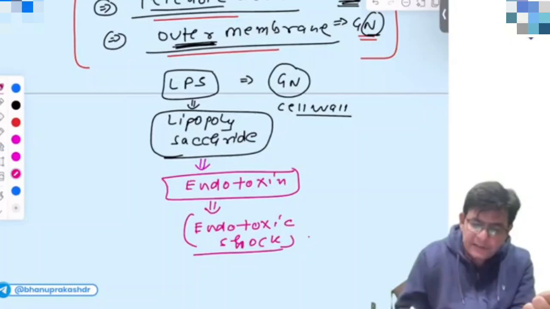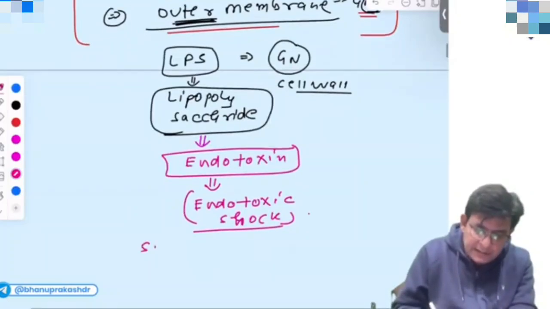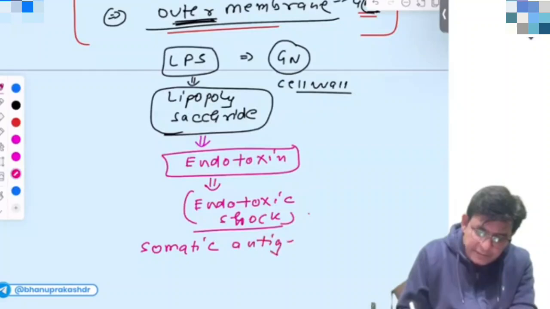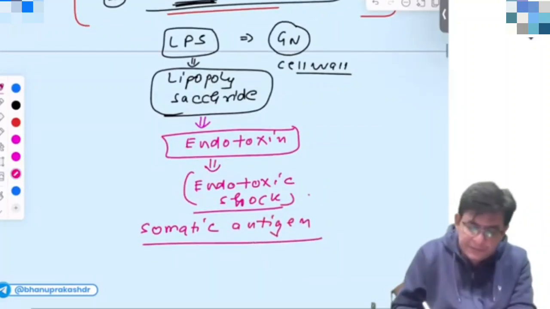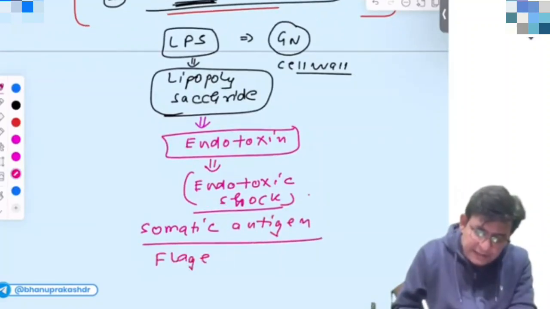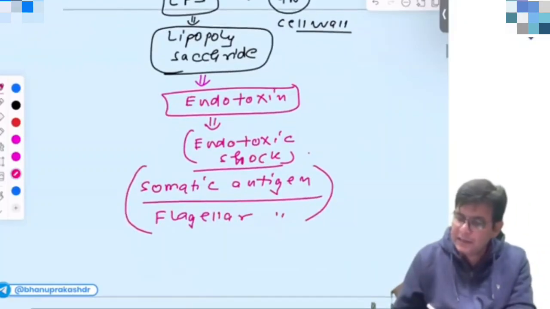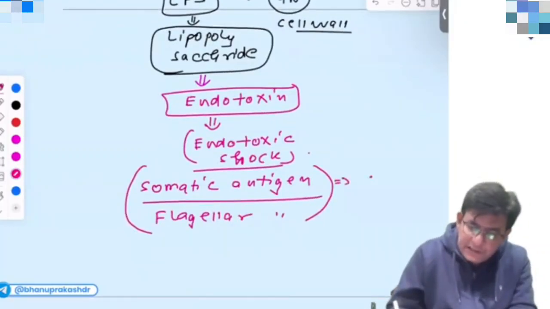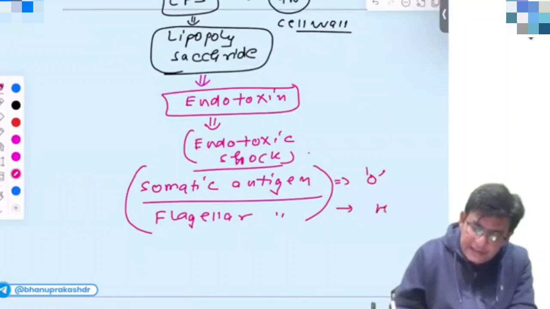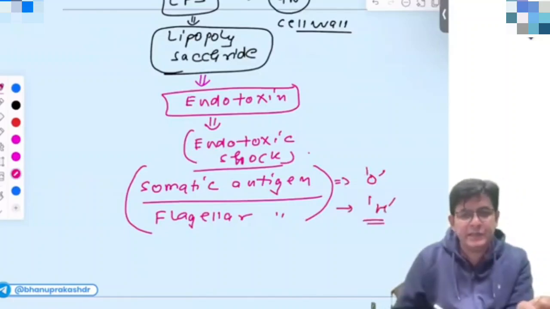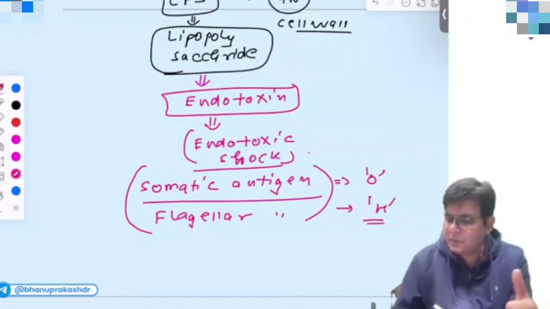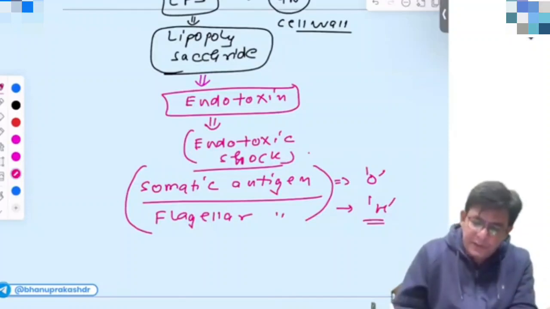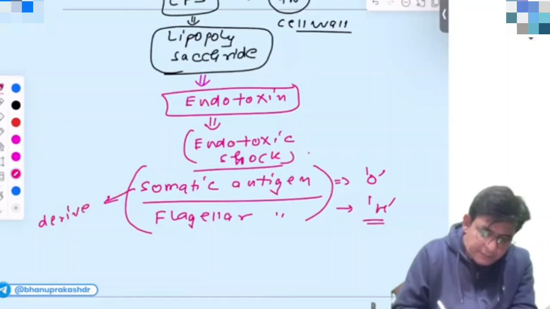And from which particular thing? There is an antigen which was asked in NEET PG also and can be asked to you also. Somatic antigen and flagellar antigen. Two particular names. The somatic antigen is termed as O and the flagellar is termed as H. Somatic antigen is termed as O and flagellar is termed as what, guys? H.